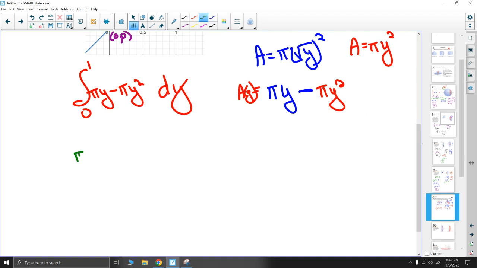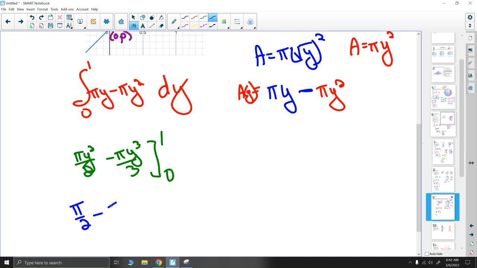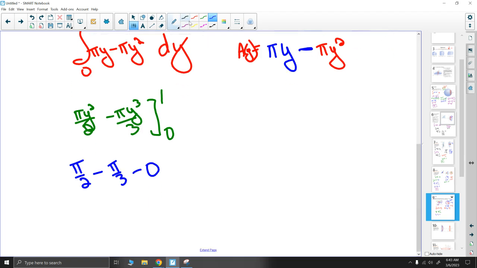So we have pi y squared over 2 minus pi y cubed over 3 from 1 to 0. Okay, plugging in our 1, we get pi halves minus pi thirds, minus 0. Same thing as before, this would be like a 3 over 3, and this would be a 2 over 2. So 3 minus 2 is going to be pi over 6. And that would be our volume of this object that we created.